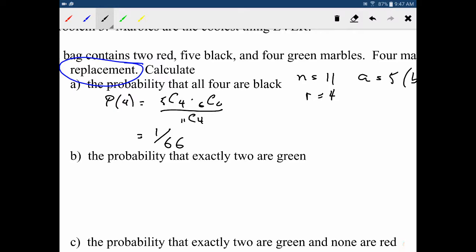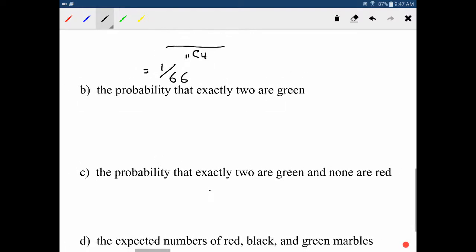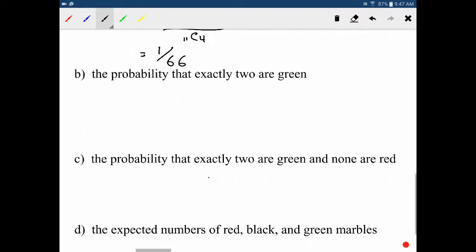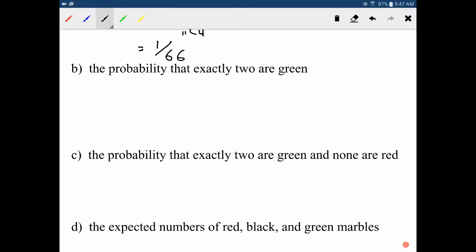All right, so where you've got to be careful now is as I jump ahead to this next question: what's the probability that exactly 2 are green? Now, what I've done here is I've actually changed what the A value is. So I still have N equal to 11. That hasn't changed. There's still the same number of marbles. R is still equal to 4 because I'm still drawing 4 marbles, but my A value has changed because I'm focusing on a different group. So A is now 4 because we're looking at green marbles, and there are only 4 green marbles.